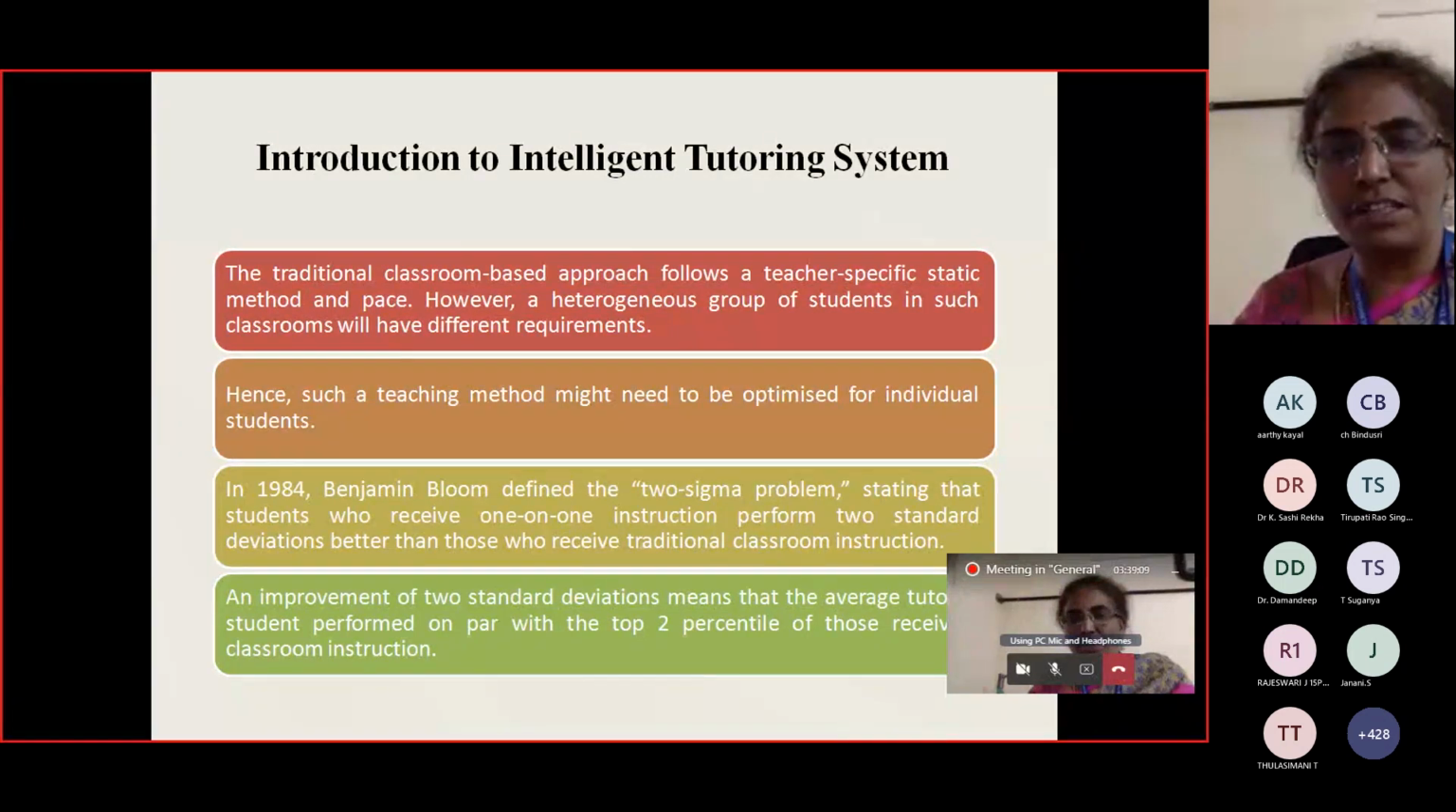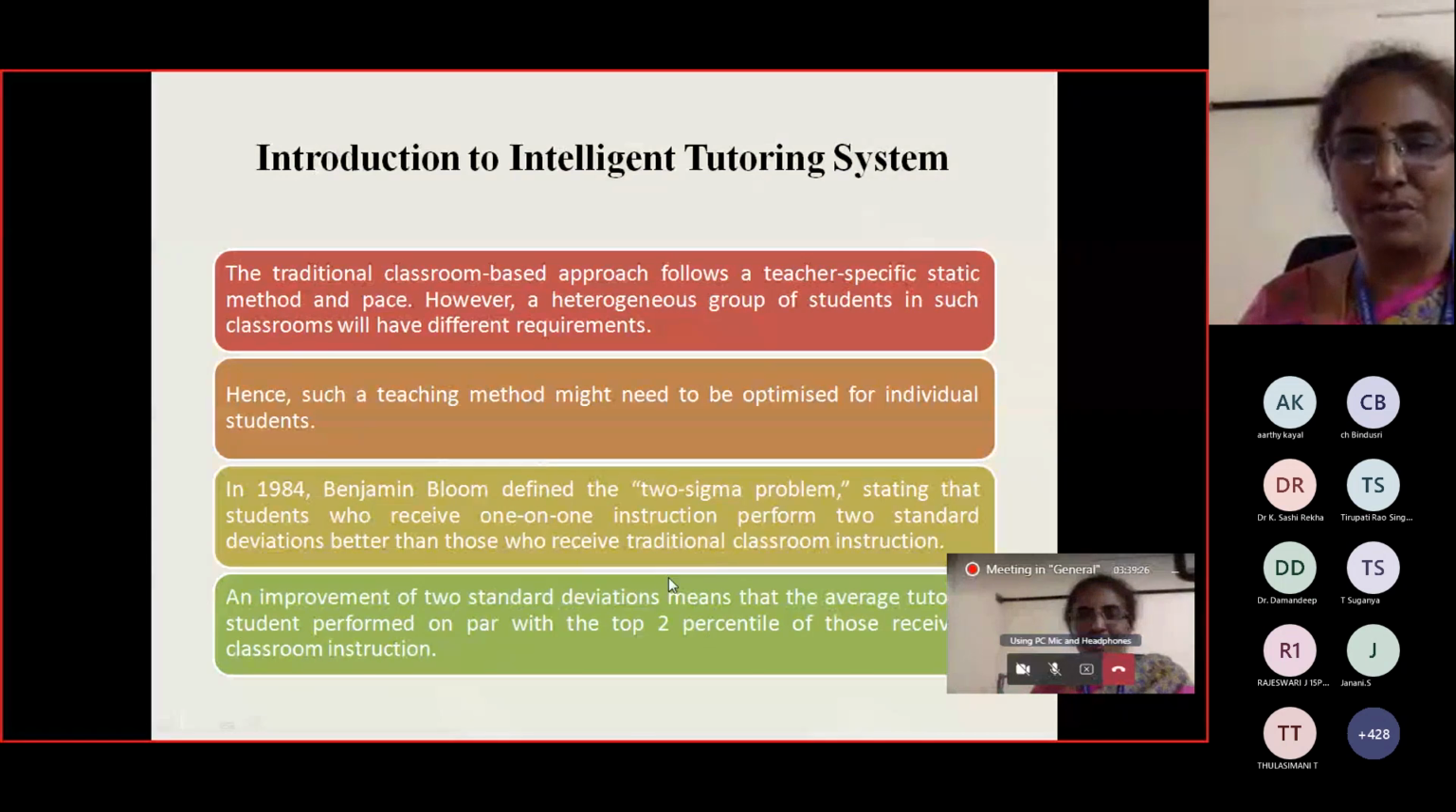In an ideal situation, that is the best way of learning. Best learning happens when the student faculty ratio is 1-to-1. But it is highly impossible to provide one faculty to one student. So that is the reason why an intelligent tutoring system has been provided, which is going to address this particular problem. Sir, can you please go to the next slide?